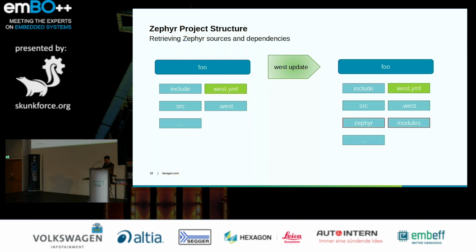Then the situation changes again. This, of course, depends on what you specified in the west.yaml, but by default it will look something like this. You will get a Zephyr folder, and you will get a modules folder. The Zephyr folder will have the Zephyr sources inside, and the modules will, for example, contain some other dependencies. These are HALs, these are other libraries. Sometimes you can even pull your own third-party libraries and do it via west. This will usually be located in these modules.